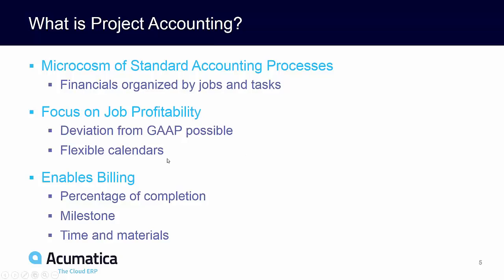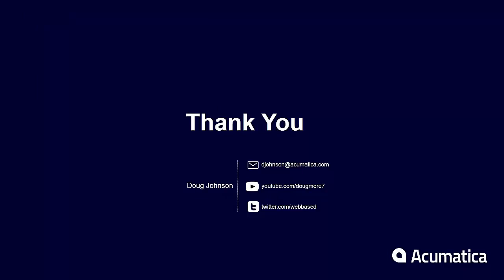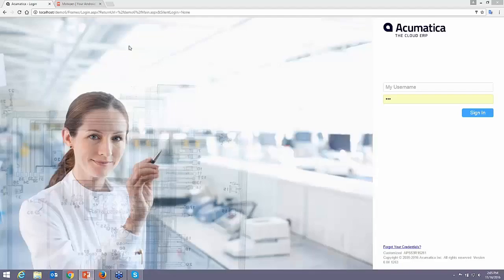One of the other things that's nice about project accounting is you have flexible calendars. So if your regular financials are organized in financial periods, that doesn't mean your projects have to be organized that way. And that will cover projects that span years, that span financial periods as well. The last nice piece of things about project accounting is it enables several different types of advanced billing: percentage of completion, milestone, and time and materials. So that's all I'm going to talk about from a chalk talk perspective. Now let's get into the software itself.